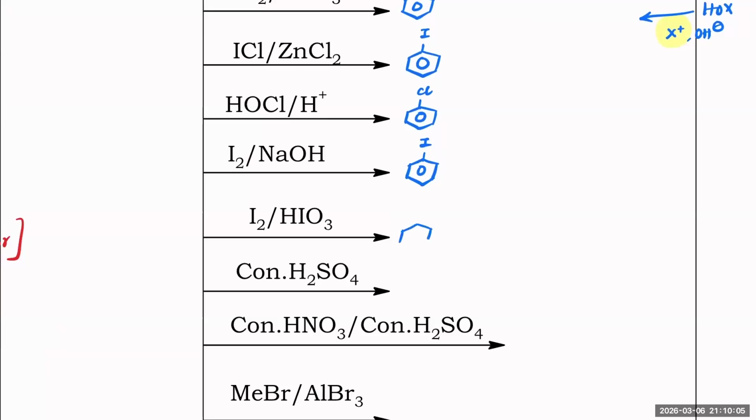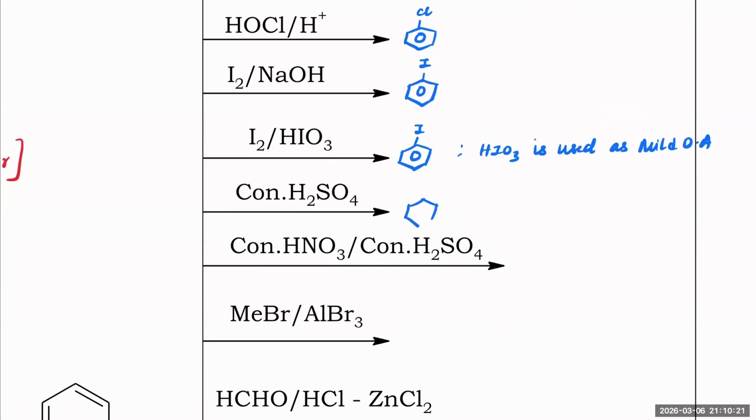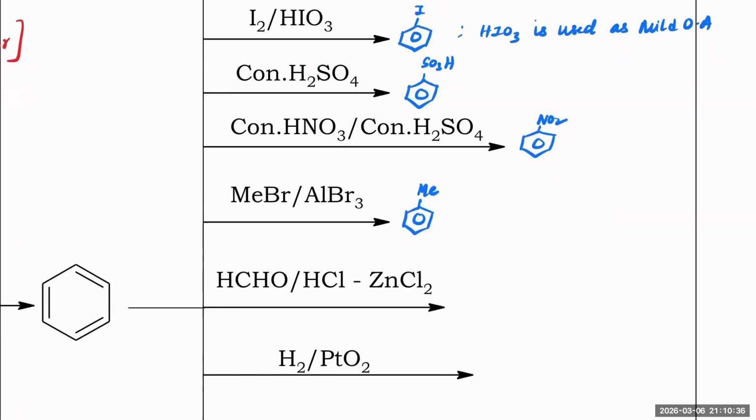Hence, we can write that as iodobenzene again using this also. This is also iodobenzene. In fact, HIO3, why is it being used? Let me write that. HIO3 is used as a mild oxidizing agent. Concentrated H2SO4, sulfonation. Concentrated HNO3, nitration. AlBr3, Friedel-Crafts alkylation. So we will get this as methyl here.